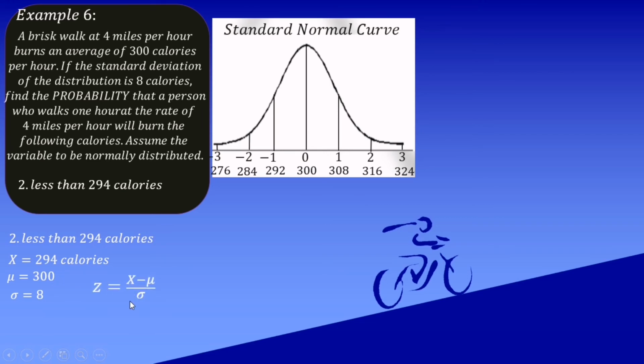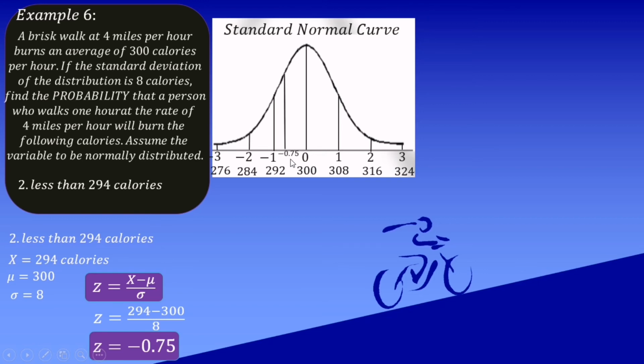So gamit natin yung z-score, so x minus mu divided by standard deviation, then z is equal to negative 0.75. Then locate these z-scores in our normal curve, between 0 and negative 1. So draw a line through this negative 0.75. Then our shaded region is below, or that is less than negative 0.75, which corresponds with the x value, which is 294. Yan ang ating shaded region.